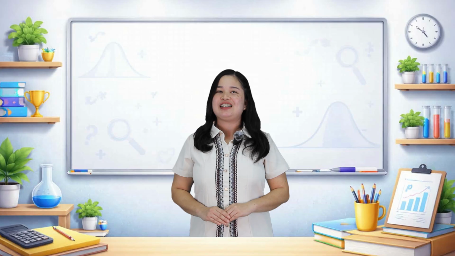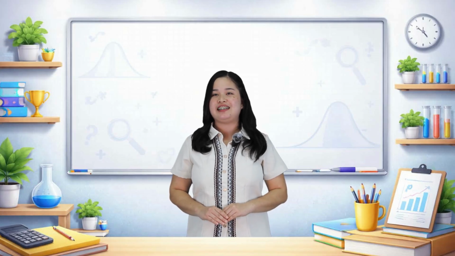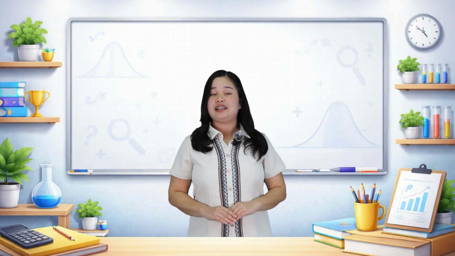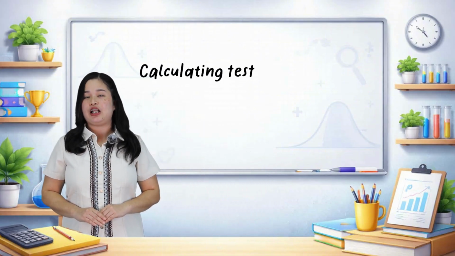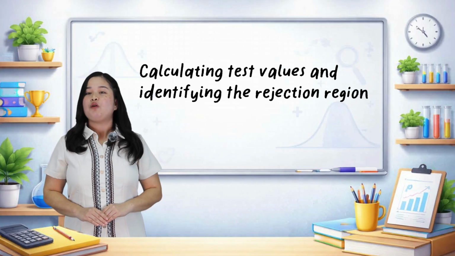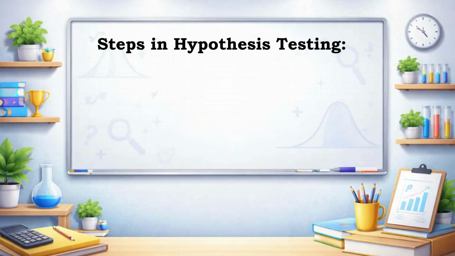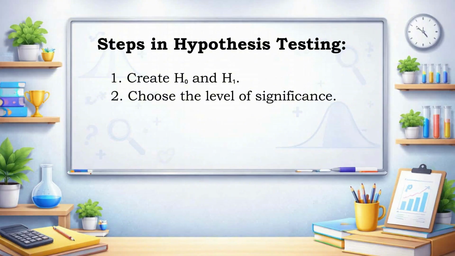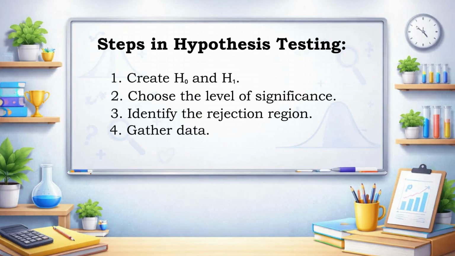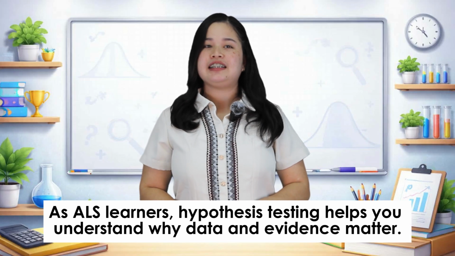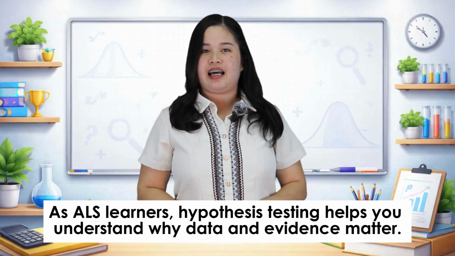In this lesson, we're focusing on understanding the concepts behind hypothesis testing. The actual process of solving the statistics, such as calculating test values and identifying the rejection region, will be covered in a future lesson. Stay tuned for that. Moreover, here are the steps in hypothesis testing. First, create the null and alternative hypothesis. Second, choose the level of significance. Third, identify the rejection region. Fourth, gather data. And the last one, make a decision. As learners, hypothesis testing helps you understand why data and evidence matter.